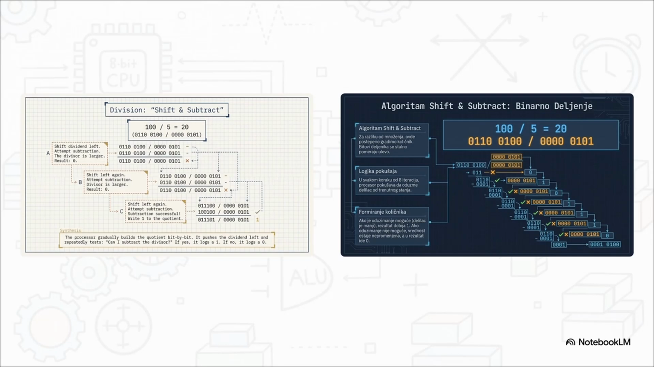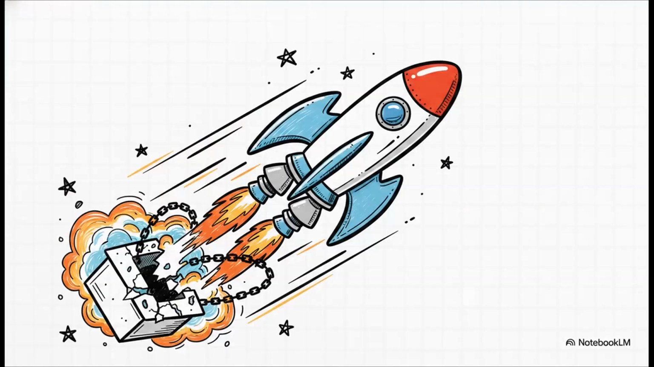By the end of those 8 iterations, those individual ones and zeros it logged have steadily built a brand new binary sequence, 00010100. And if you translate that sequence back into our standard decimal numbers, you get exactly 20. 100 divided by 5 equals 20. The machine did it. So, the absolutely crucial point here is why?